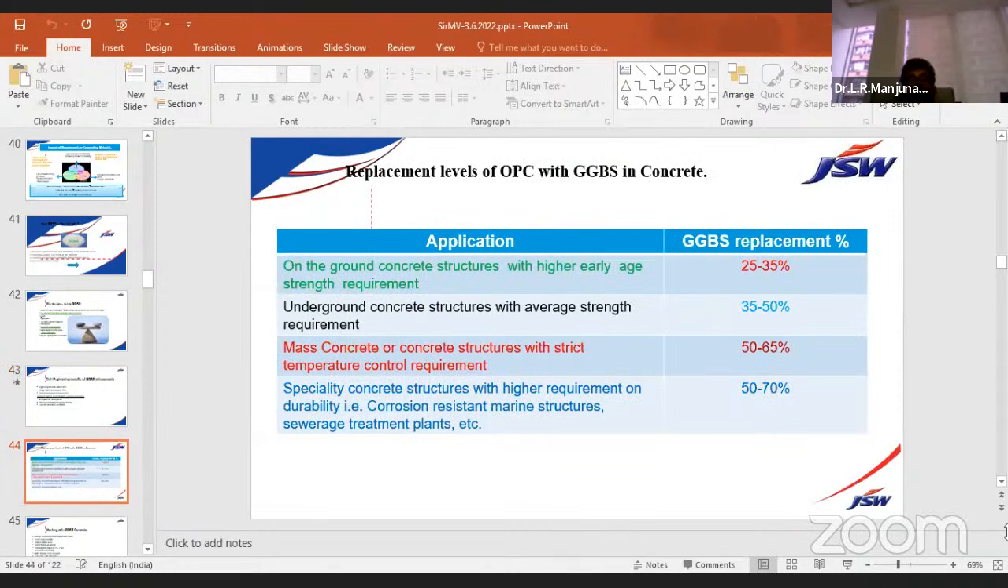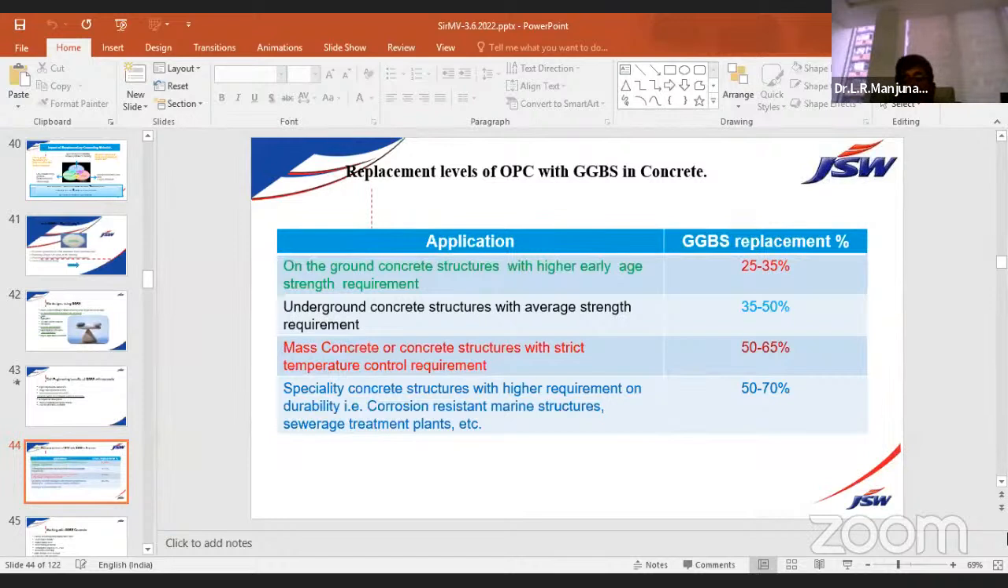So various applications, my dear engineers, we can go with starting from 25 to 35% where we use early de-shuttering, precast elements, precast components. Nirmiti Kendra does a lot of precast construction, precast elements, blocks, then door frames, window frames, and other benches, everything. So there you can comfortably use 25 to 35%. I have seen Designer Paving, one of the precast companies, using up to 40% in their production of precast members, blocks, curb stones, and other precast elements.